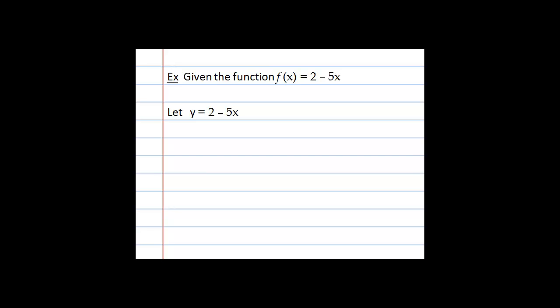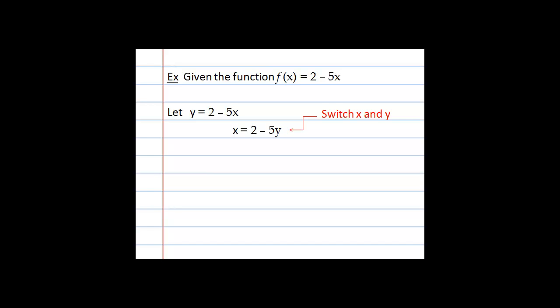The reason we want to do that is we said we wanted to switch the domain of the function into the range and vice versa, so we're switching the x and y values. So we're going to do exactly that. Instead of having y equals 2 minus 5x, now I have x equals 2 minus 5y.